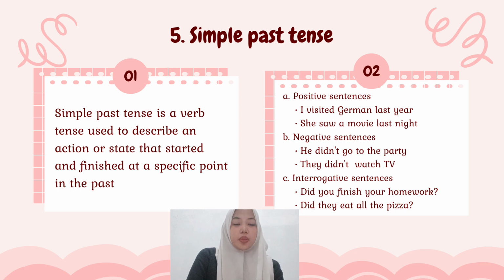Simple past tense. Simple past tense is a verb tense used to describe an action or state that started and finished at a specific point in the past. For example, in positive sentence, I visited Germany last year and she saw a movie last night. And in negative sentence, he didn't go to the party and they didn't watch TV. And in the interrogative sentence, did you finish your homework, or did they eat all the pizza?